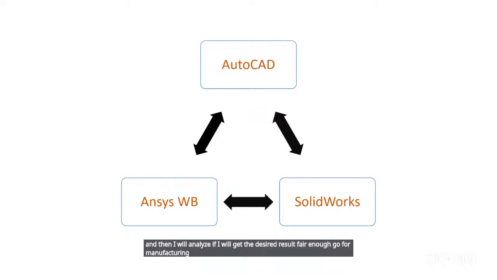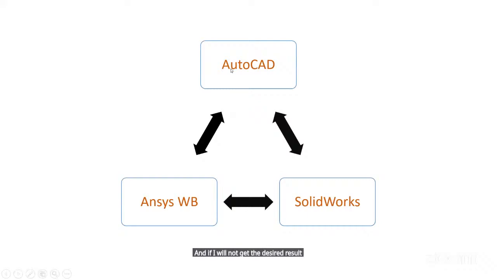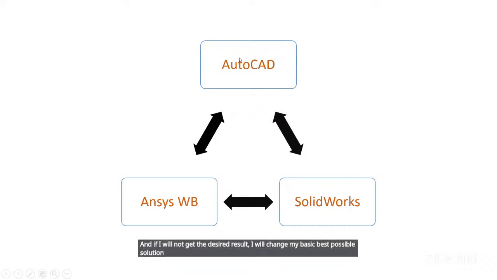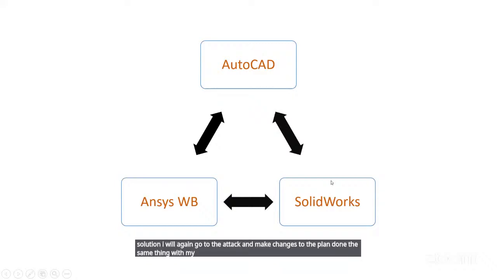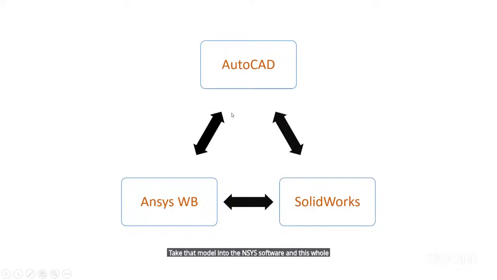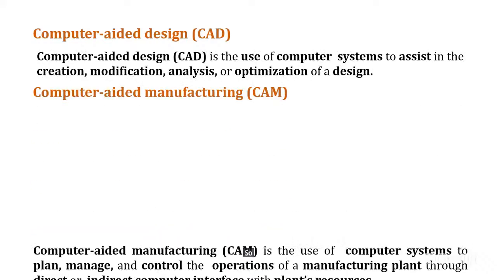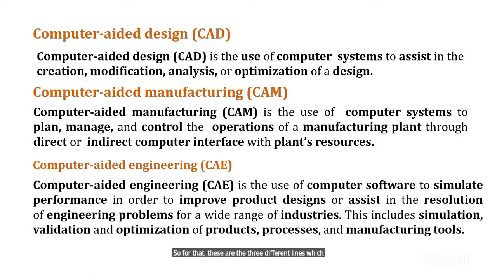And if I do not get the desired result, I will change my basic best possible solution. I will again go to the AutoCAD, make changes to the plan, do the same thing with my prototype in the SolidWorks, take that model into the ANSYS software, and this whole process will go on and on until I get the desired result. So for that, these are the three different lines which you must be aware of.